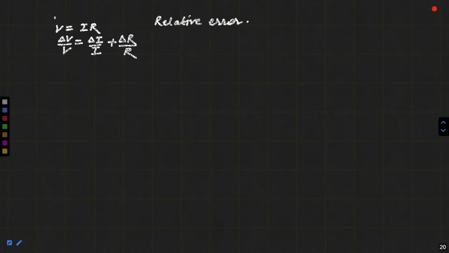Because V is voltage, I is current and R is resistance. So absolute error divided by V. Clear? Now what is percentage error? So percentage error becomes delta V divided by V into 100 is equal to delta I divided by I into 100 plus delta R divided by R into 100. So it will be percentage error.